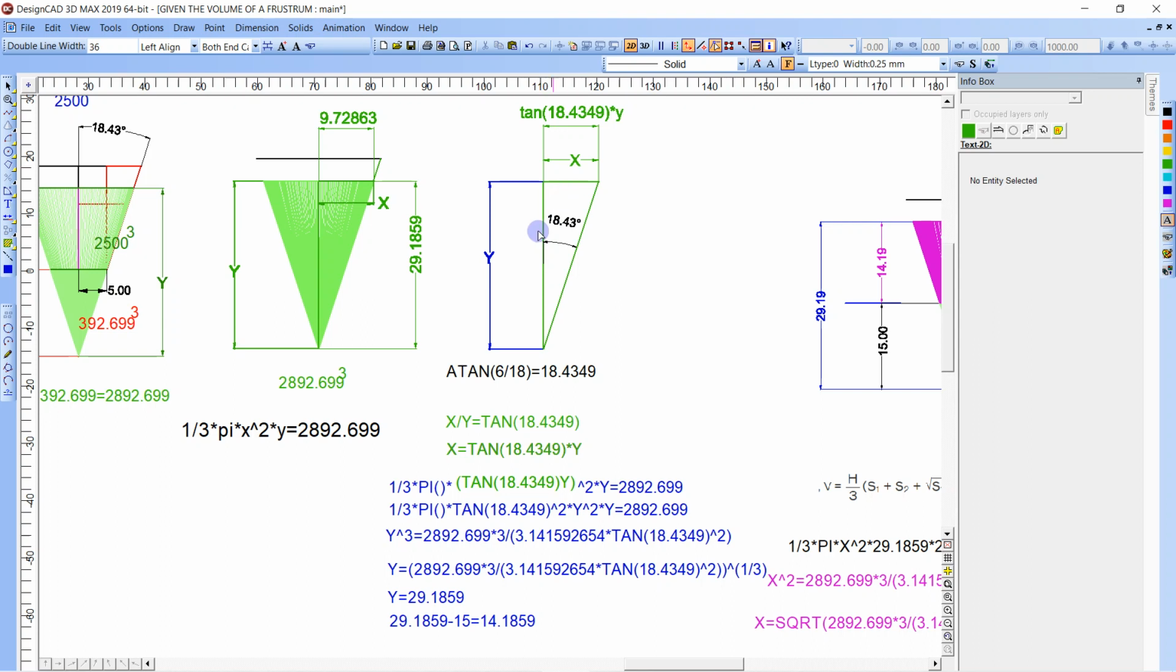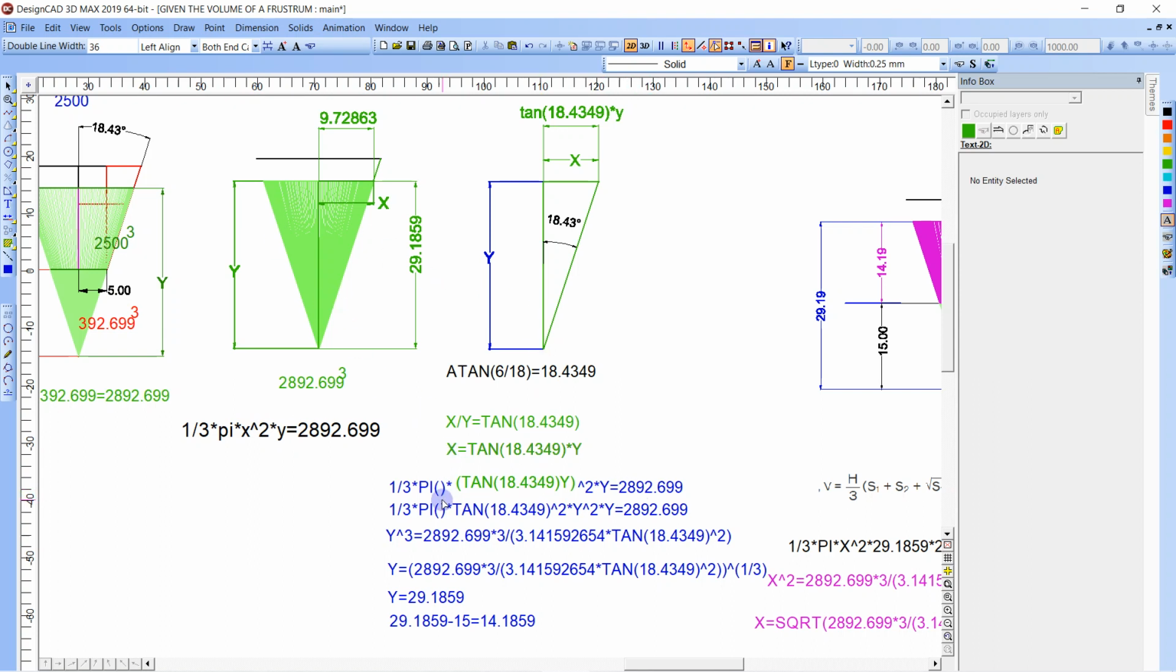Since we solved for x, we're going to replace x with tangent of 18.43 times y. We take this same formula, and where we have x, we place this expression, so we'll have just y as the unknown. So 1/3 pi times x, which is this, squared, as it is here, times y, is equal to the volume of the whole cone.